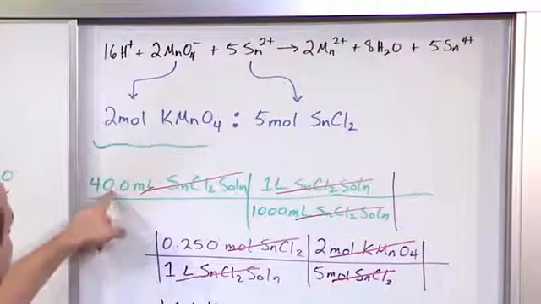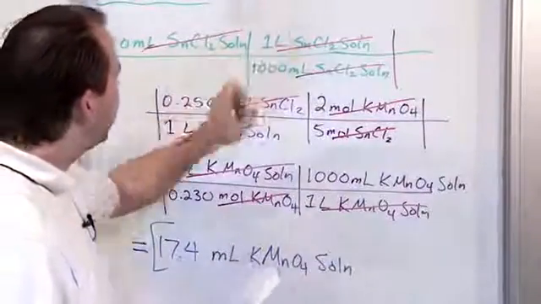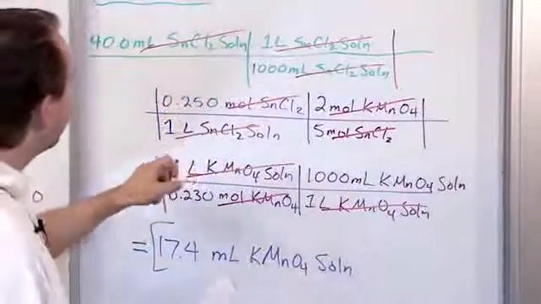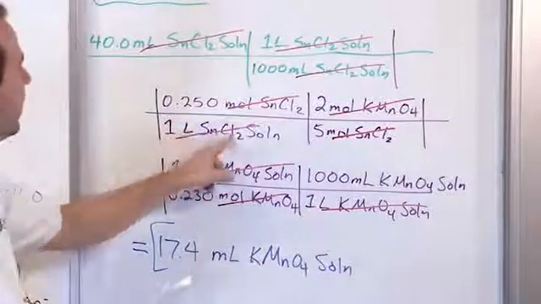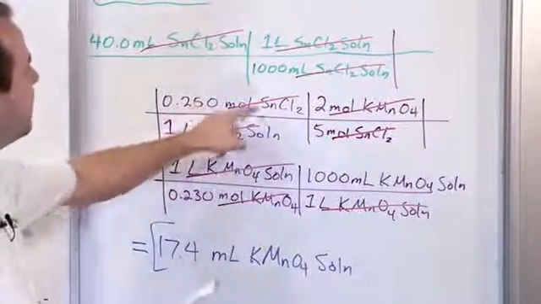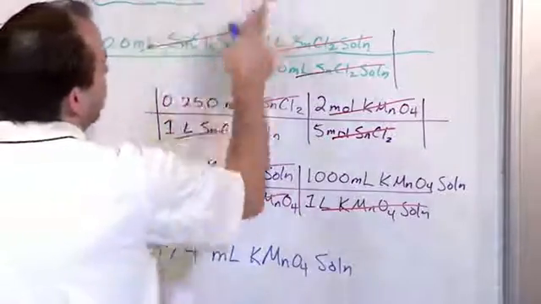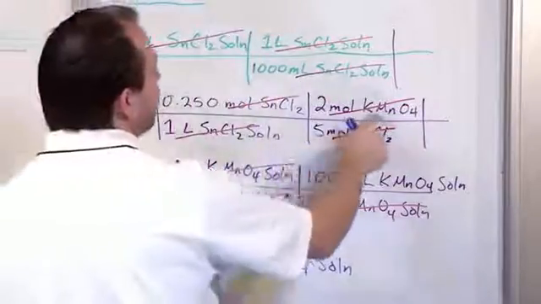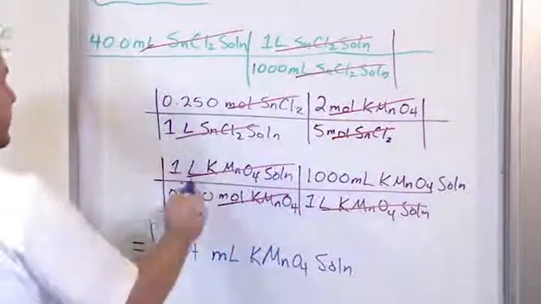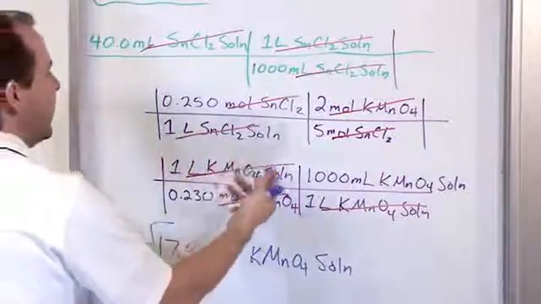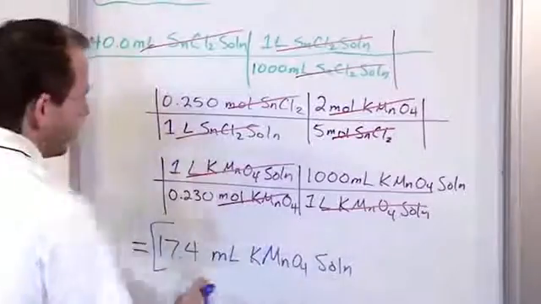So we start with 40 milliliters of this tin chloride solution. We convert it to liters. And then once we have it in liters, we use the molar concentration in moles of this per 1 liter of this to basically find how many moles of tin chloride we start with. Then we use the molar ratio that we found from the reaction to find out how many moles of this potassium permanganate would be required, and then we use the molar concentration to go back to liters, and then we use the unit conversion of liters and milliliters to get down to milliliters of solution.